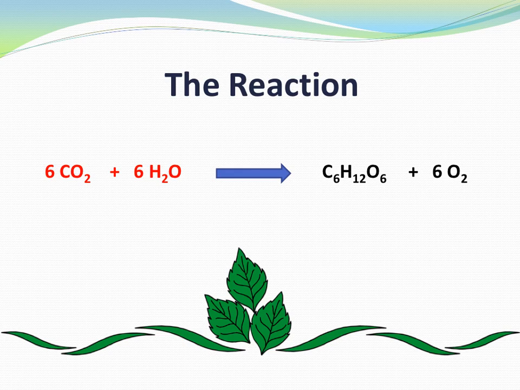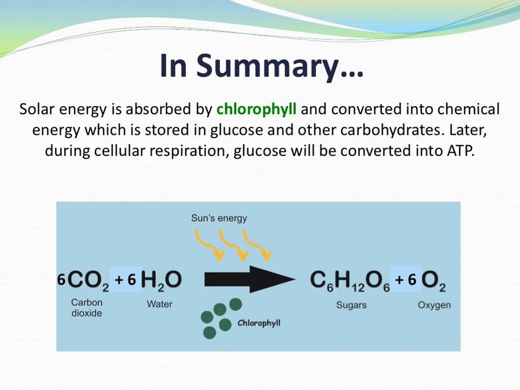This is the same information, it's just written as a chemical reaction. For photosynthesis, you need 6 molecules of carbon dioxide and 6 molecules of water to produce 1 molecule of glucose and 6 molecules of oxygen gas. To memorize the entire formula, let's say it like this. 6 CO2 plus 6 H2O gets turned into C6H12O6 plus 6 O2. In summary, solar energy is absorbed by chlorophyll and converted into chemical energy, which is stored in glucose and other carbohydrates. Later, during cellular respiration, glucose will be converted into ATP.